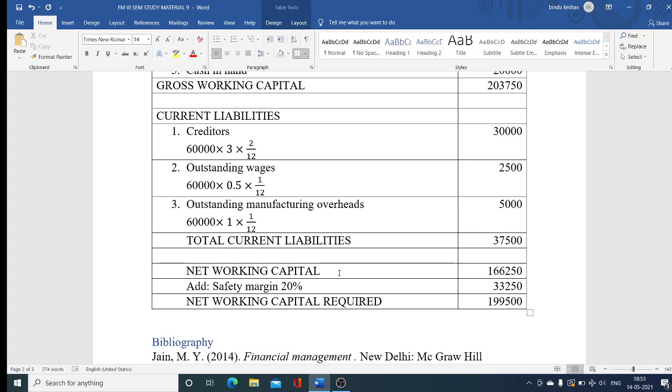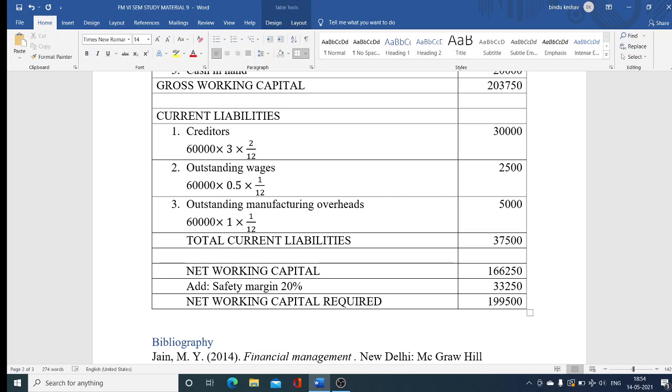So the net working capital is equal to gross working capital minus current liabilities, that is 1,66,250. Now to this value we have to add the safety margin, which is 20%. So 1,66,250 into 20%, that is 33,250. So that if it is added, we get the net working capital required 1,99,500.